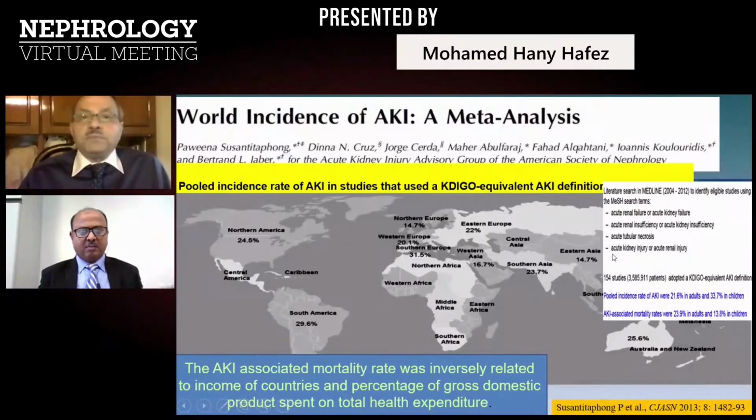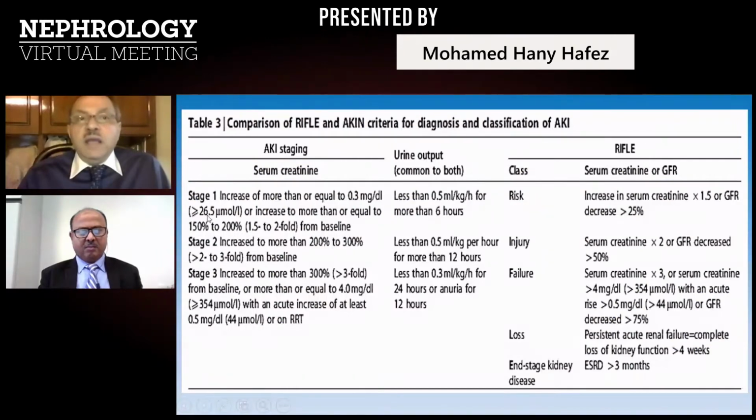When we go and see different studies on Medline, the pooled incidence of acute kidney injury varied between 21% in adults and 33% in children in different areas of the world. But the mortality was inversely related to the income of the countries and the percentage of gross domestic product spent on total health expenditure. These are the classifications, the old classification: AKI stage 1, 2, 3, RIFLE, risk, injury, failure, loss, and stage 3 kidney disease.